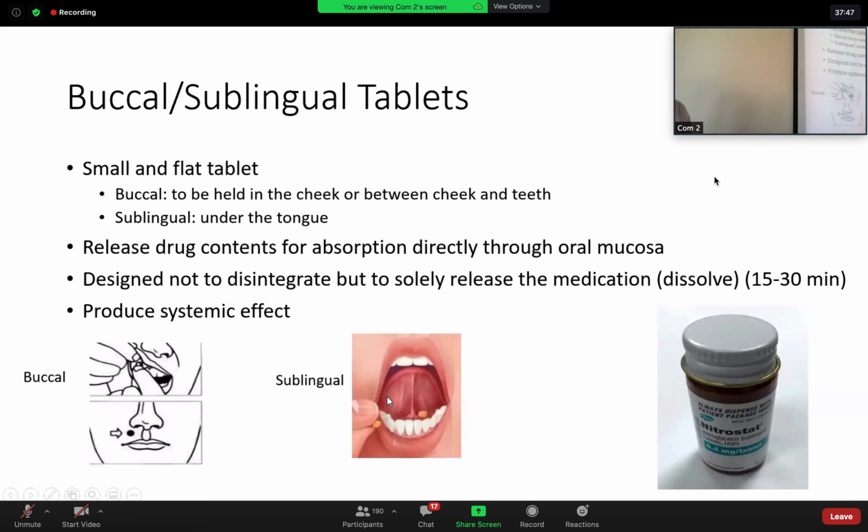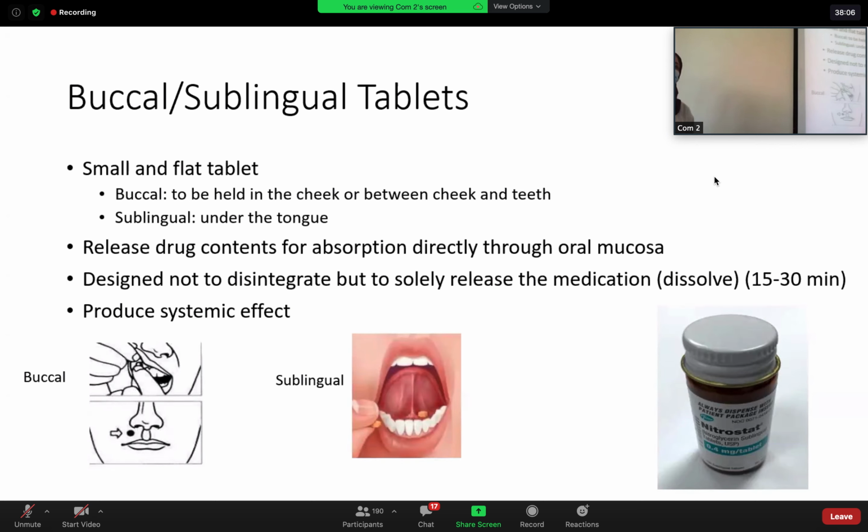Again, the buccal is to be held between the cheek and the teeth. The sublingual is to be administered directly below the tongue or under the tongue. And usually this will exert a direct absorption, systemic absorption.